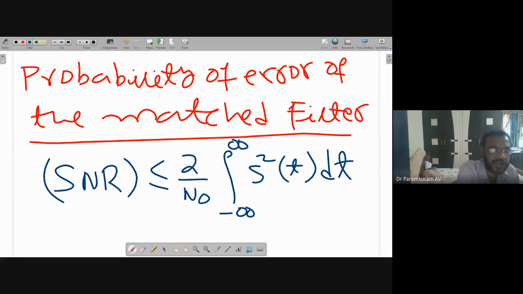Otherwise you can write directly: the maximum SNR of the matched filter is equal to 2 by n naught integral minus infinity to plus infinity s square of t dt.